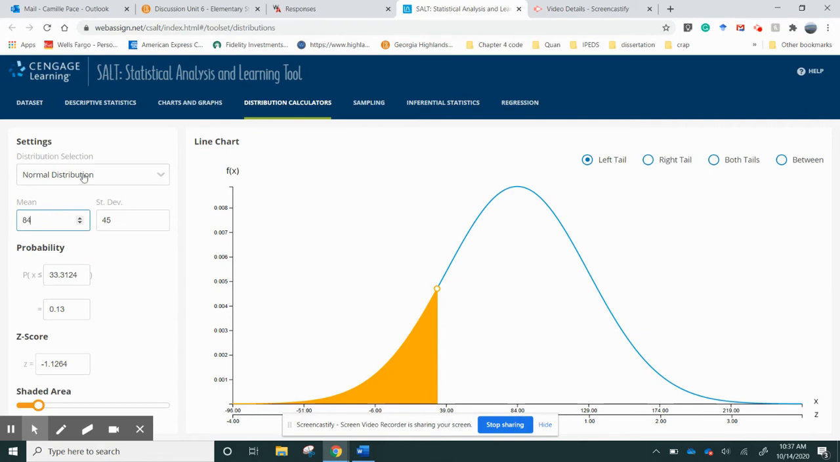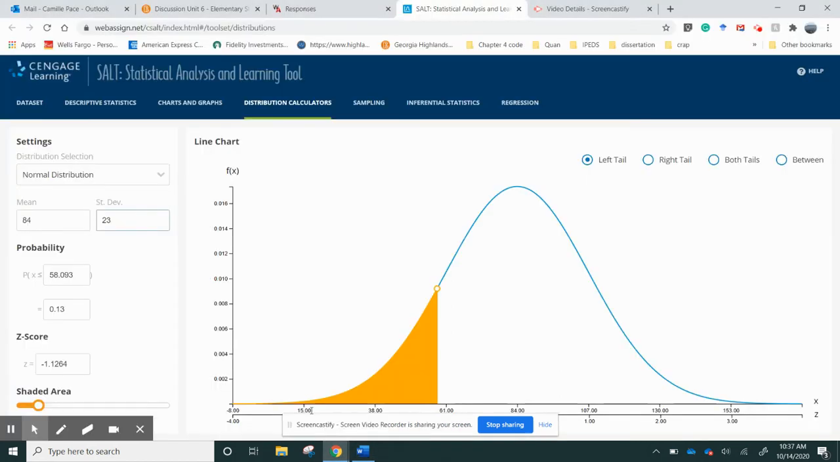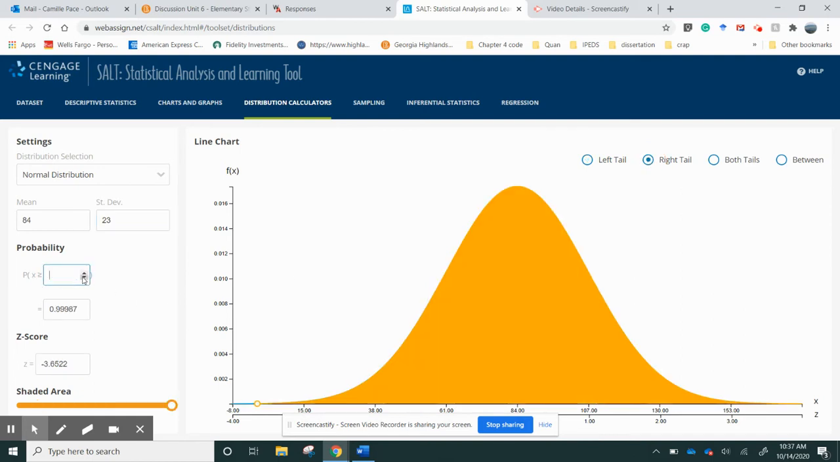And again, you can see I'm still in a normal distribution. You don't want to be in the T, the F, or the chi-squared. You want to be in normal. So I have 84 and my standard deviation is 23. I've got everything I need, but X is more than 60. Right away, the more than tells me it's going to be right-tailed. So I change this to 60, and it's right-tailed, which means I'm looking at 60 and above. That's what indicates all that area in yellow.